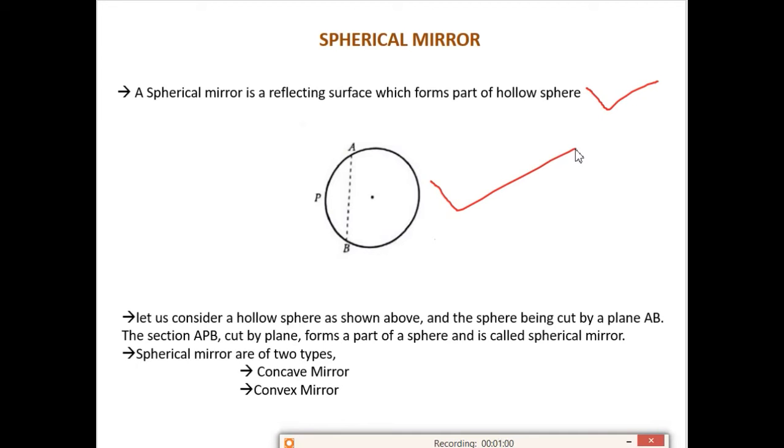So spherical mirrors are of two types. One is concave mirror, another one is convex mirror.